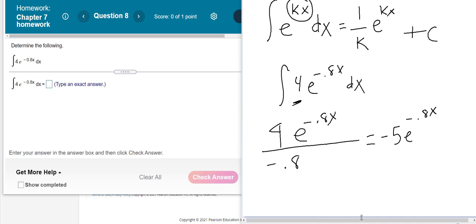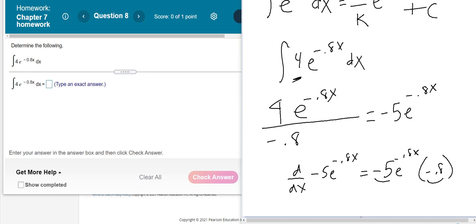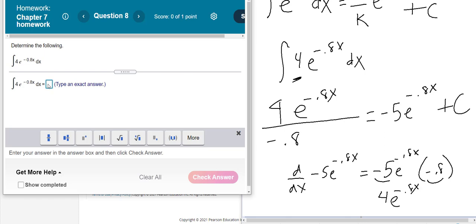If we were taking the derivative with respect to x of negative 5 e to the negative 0.8x, we would do e to the u: negative 5 e to the negative 0.8x, and then we would multiply by negative 0.8. And see, this negative times this negative would be a positive, and 0.8 times 5 is 4, so it would be 4e to the negative 0.8x. We always have to remember to add our c also. So it's going to be negative 5 e to the negative 0.8x plus c.